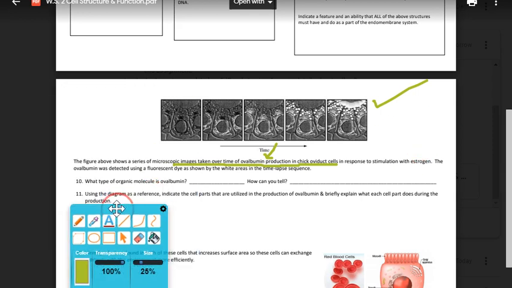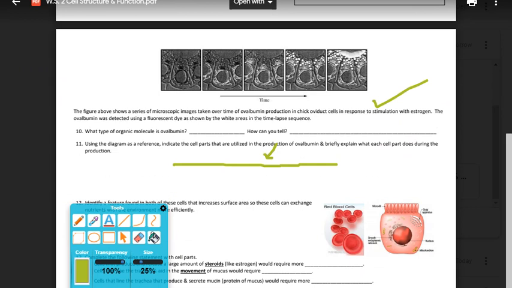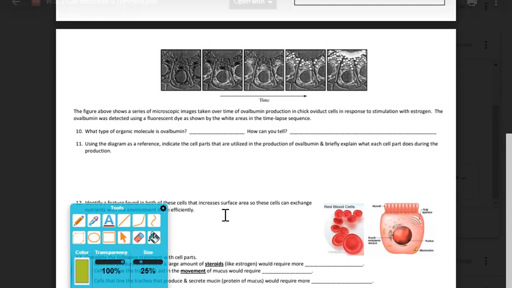Move this out of the way. Okay, now it says ovalbumin was detected using a fluorescent dye. Fluorescent means it fluoresces, it lights up. So the reason why we tag molecules with a dye is so we can watch where they go, so we can learn about them, okay? I want you to circle for me and write something. Circle fluorescent dye. We're going to go ahead and take care of this now, and I don't have to wait till molecular genetics to teach you this, okay?